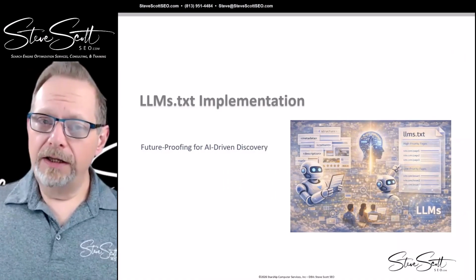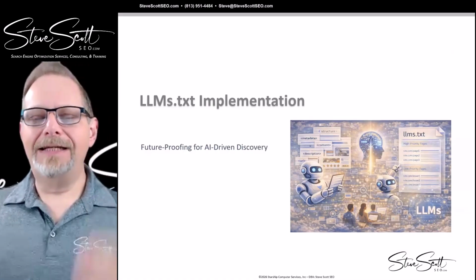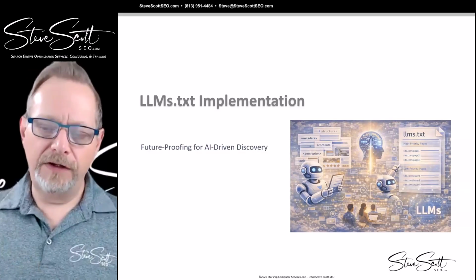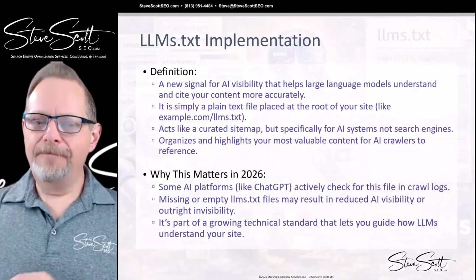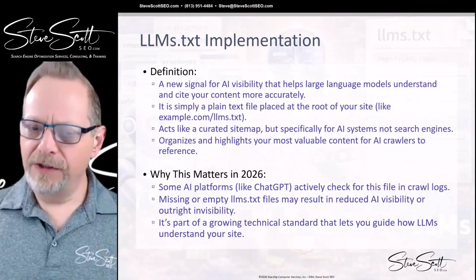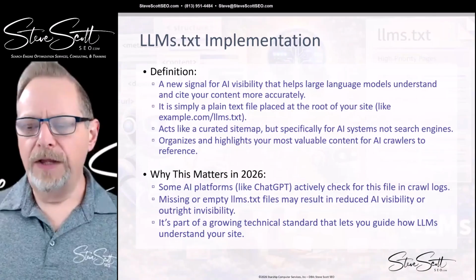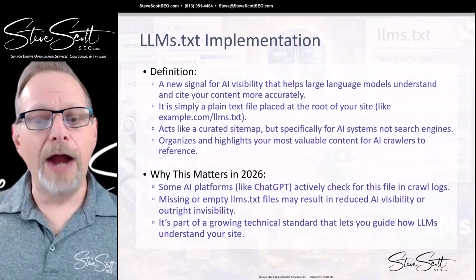Now another one here, the next one is LLMs.txt implementation. This is about future-proofing for AI-driven discovery. What do I mean by this? Now, this is a new signal for AI visibility that helps large language models, right, the ChatGPTs of the world, understand and cite your content more accurately.